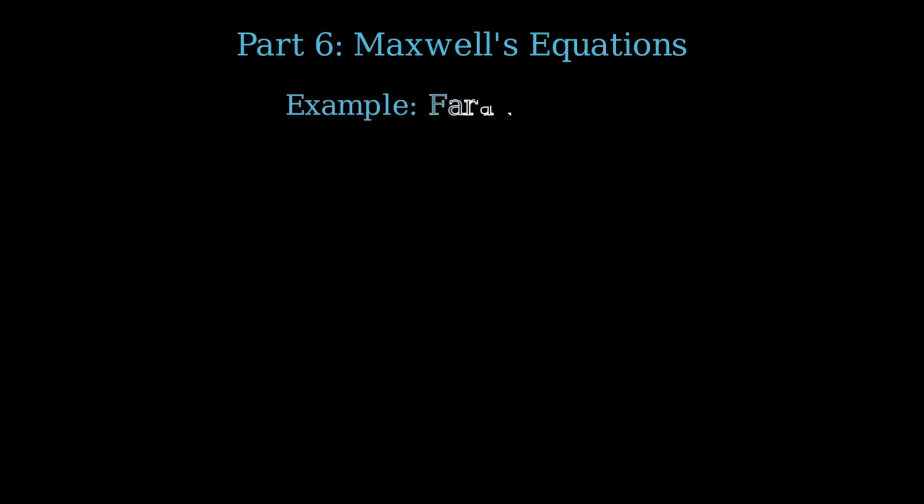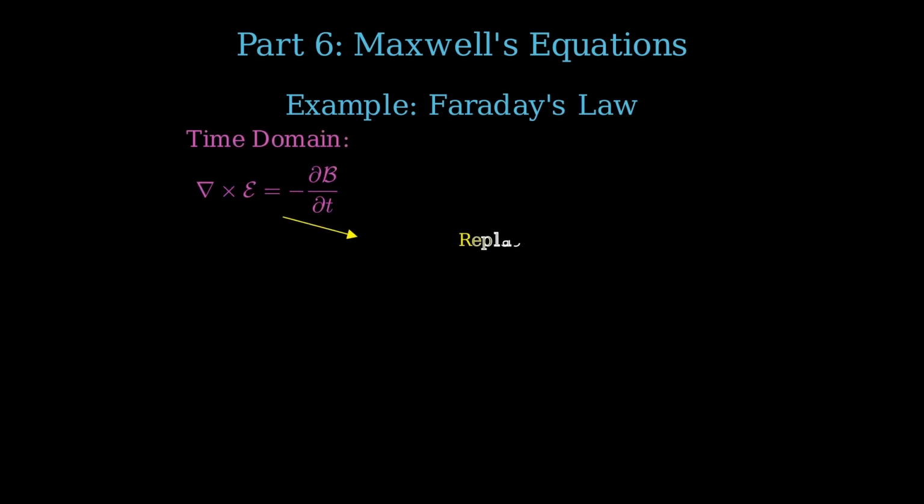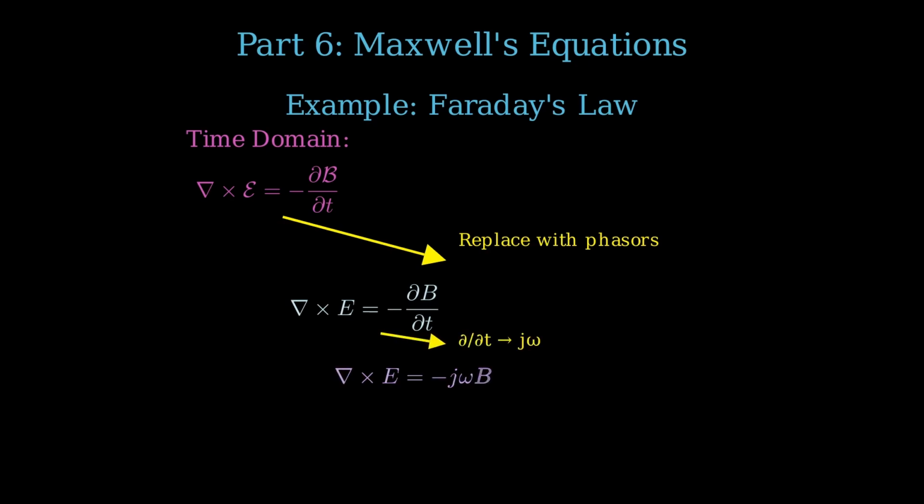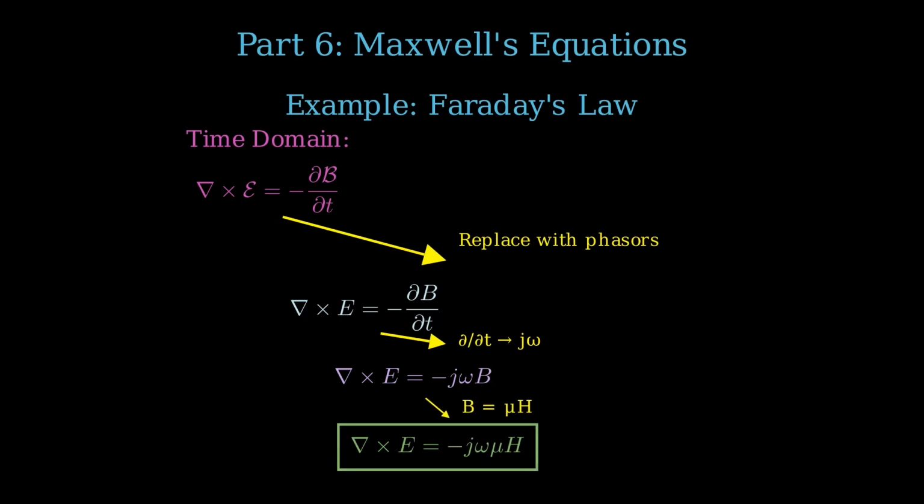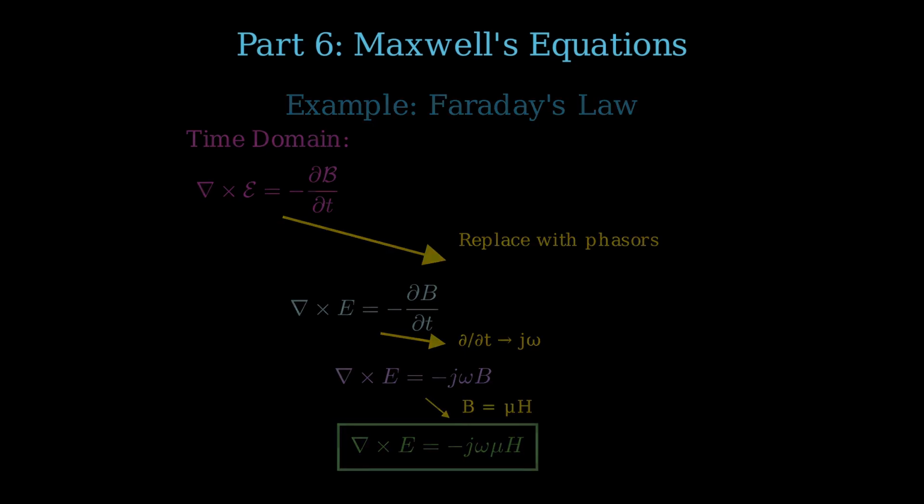Let's try an example with Faraday's law. We start with the time domain equation. First, we replace the script letters with phasor notation. Next, we replace the time derivative with j omega. Finally, we use the relation B equals mu H, and there it is, the clean, simple phasor form of Faraday's law.